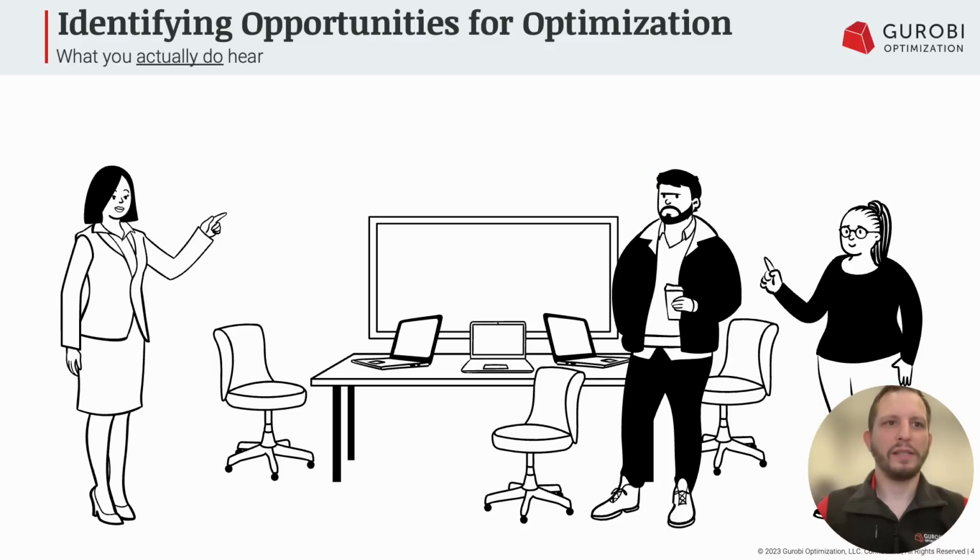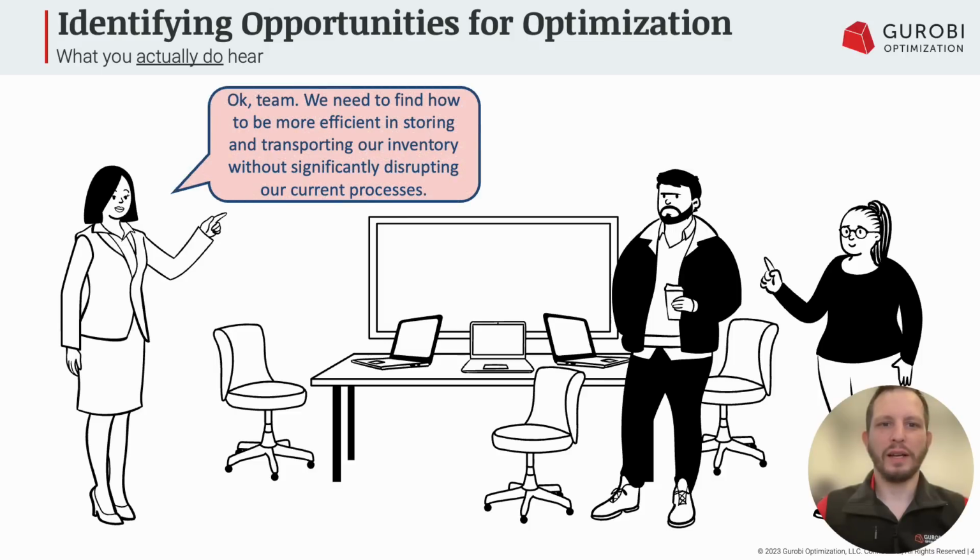And when you're in these project meetings or things of that nature, this is typically how it goes, at least partially from my experience, but also from everyone else's experience that I've ever talked to about these types of things. You have a conversation around, okay, here we have this bigger problem. We need to be more efficient in storing and transporting inventory, but we can't significantly disrupt our current processes, and there may be other things that you have to adhere to as well. When you have these more general guidelines in terms of project goals and things that you have to adhere to, that can sound pretty tough.